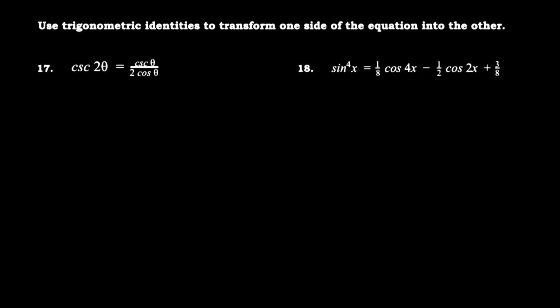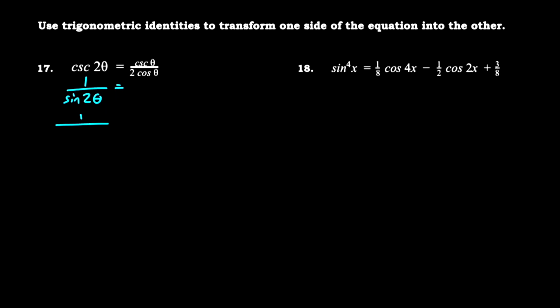All right, for number 17, we have cosecant of 2 theta equals cosecant of theta over 2 cosine of theta. The right side looks a little more complex just because we have a fraction, but since we have this 2 theta over here, and we've learned some double angle formulas, I'm actually going to choose to work on the left side. Unfortunately, we don't have a double angle formula for cosecant of 2 theta. So I actually have to use a reciprocal identity first and think of this as 1 over sine of 2 theta. And now we do have a double angle formula for that.